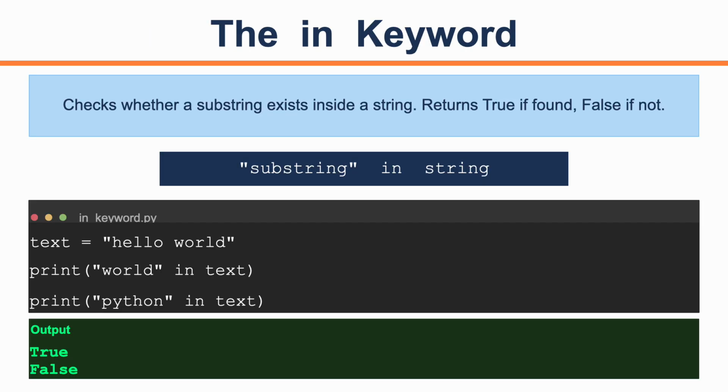The in keyword checks whether a substring exists inside a string. It returns true if the substring is found and false if it is not. It is simpler than find or index when you only need to know if something is present, not where it is.